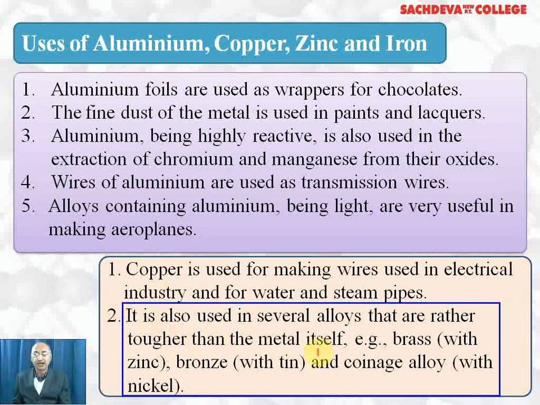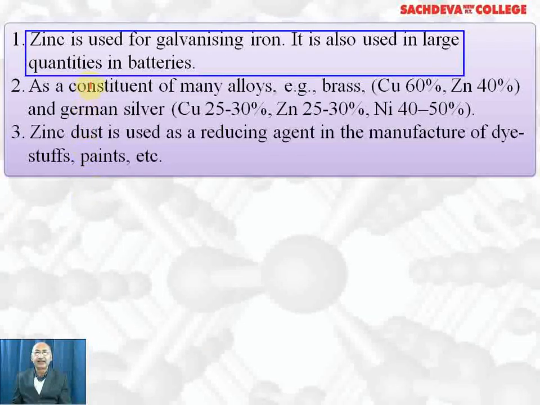For example, brass is an alloy of copper and zinc. Bronze is an alloy of copper and tin, which is used for making medals and statues. For coinage alloys, we mix it with nickel. Zinc is used for galvanizing iron. The water pipes which we are using are called GI pipes, that is galvanized iron pipes, because they do not get rusted. Zinc is used in large quantity in batteries. The dry cell containers are made up of zinc metal.